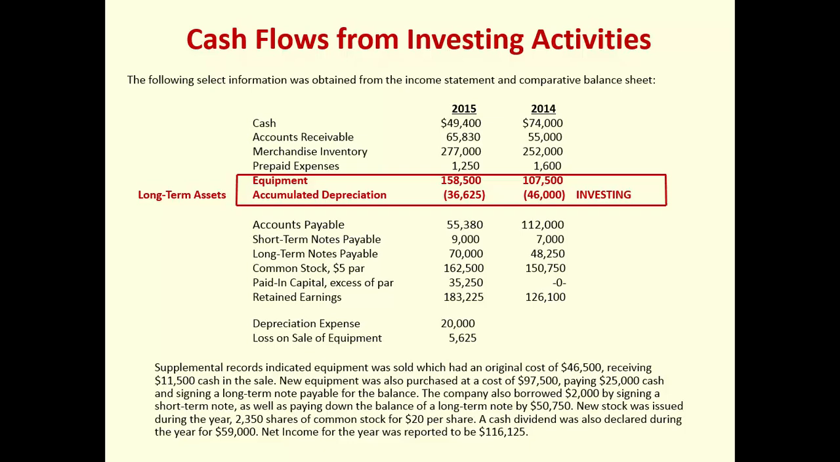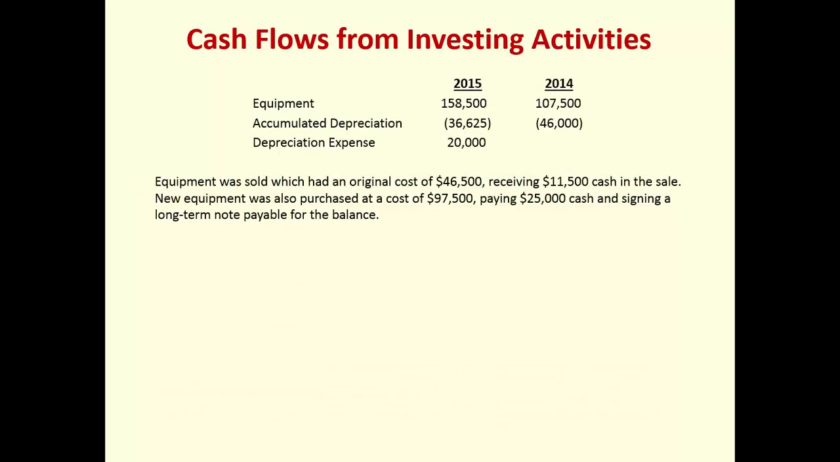Now let's look at the next section, investing. This is all we need from the balance sheet. Supplemental information: I sold an asset, I bought an asset. And I'm going to need depreciation expense, even though I applied that depreciation expense using the indirect method for operating.